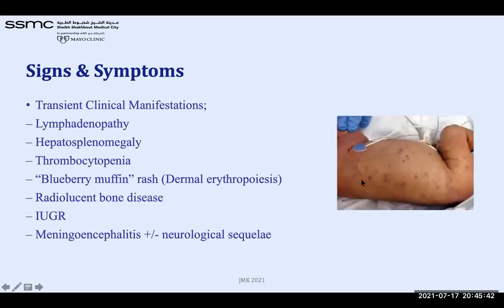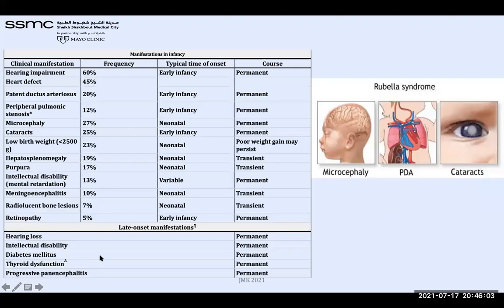Signs and symptoms are very typical: what we call the blueberry muffin rash, which is dermal erythropoiesis. As you can see, it looks like a blueberry muffin, if you all know about that. Lymphadenopathy, hepatosplenomegaly, thrombocytopenia, IUGR is very important, and meningoencephalitis.